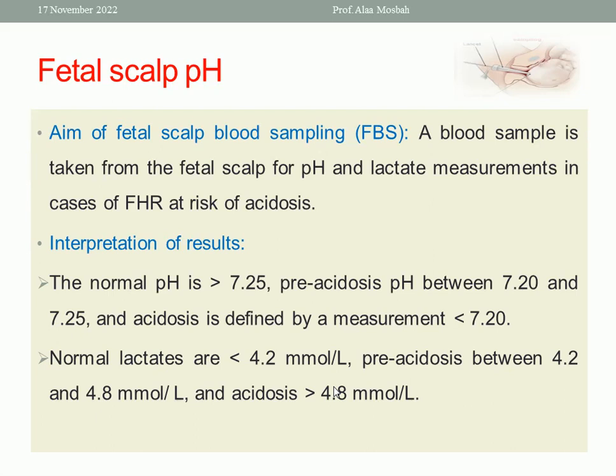What about lactates? Normal lactate is less than 4.2 millimole per liter, while pre-acidosis ranges between 4.2 and 4.8 millimole per liter, and acidosis is considered if lactate is more than 4.8 millimole per liter. Okay?